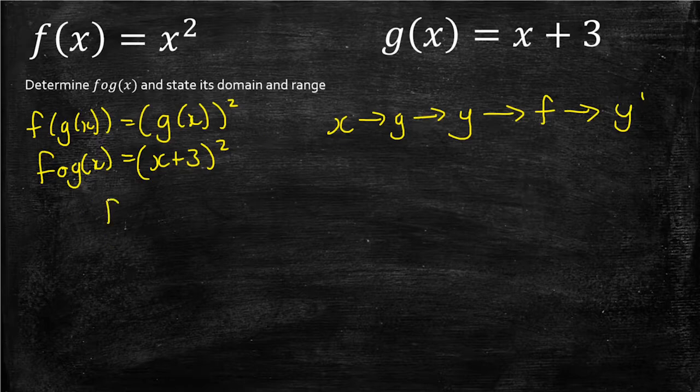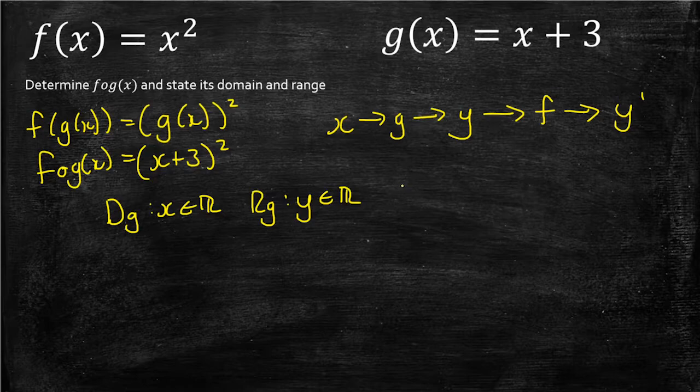Well, we need to write down the chain. So the first thing we need to do is work out what's the domain of g. Now obviously g is a linear function, so we can put any value of x into that linear function. So x belongs to the set of real numbers, and that'll output any real number because again it's a linear function. So we're going to put x values into g. That's going to output y values for g.